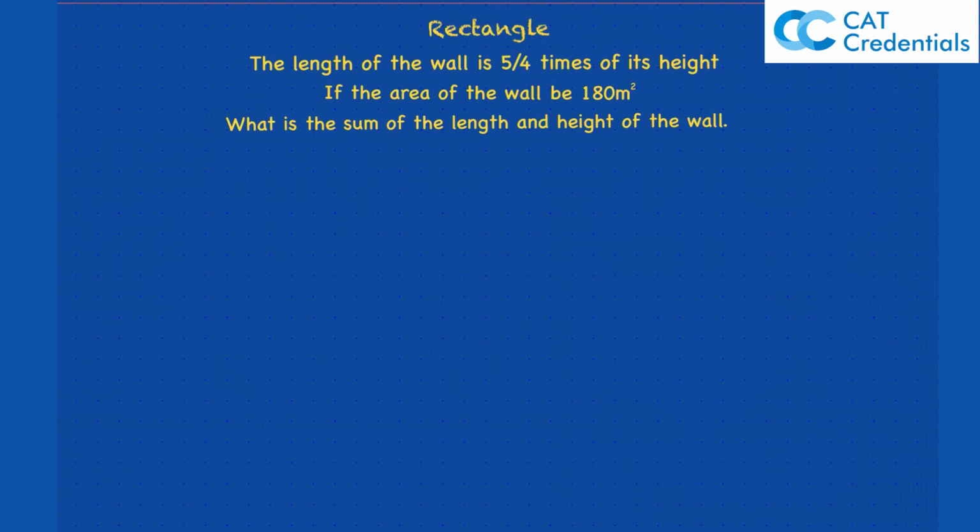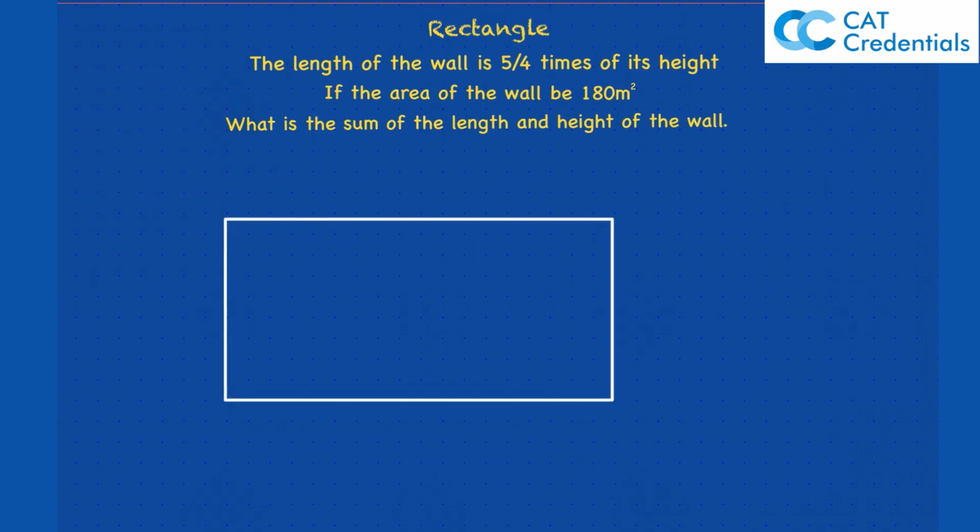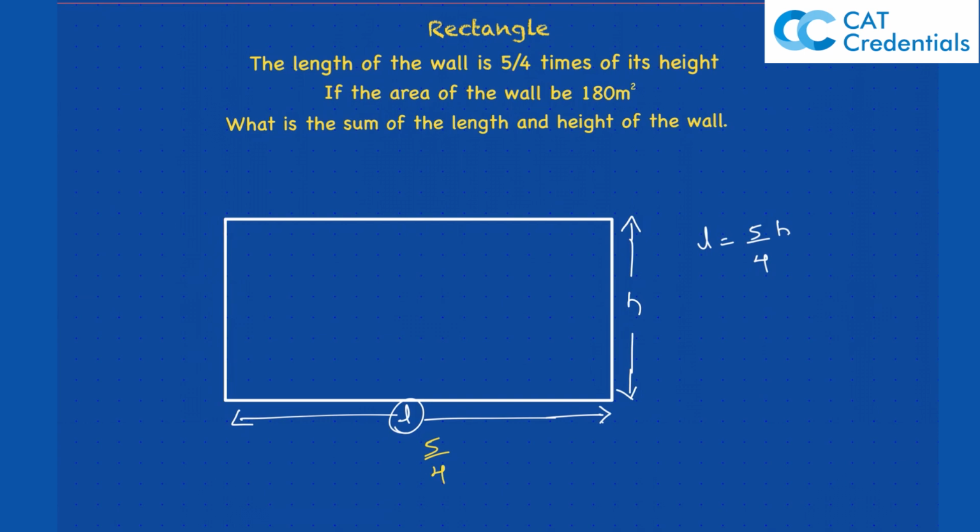So again, this is a rectangle. It is just that the scenario in which it is being put looks complicated. So say this is the wall and this is its length, say L, and the height of this wall is nothing but h. So this wall is forming a rectangle, and that's why it is a problem on rectangle. So length of the wall is 5 by 4 times its height. This is what is given to me. So I'll say L is equal to 5 by 4 of height.